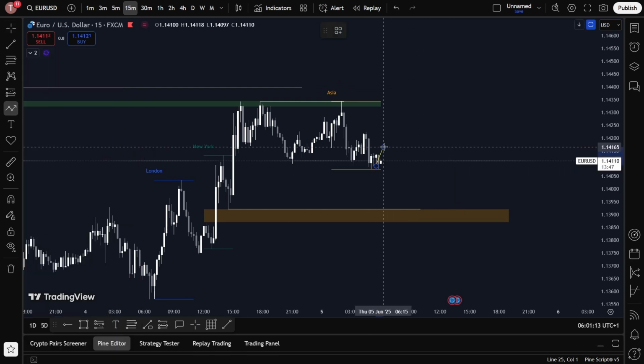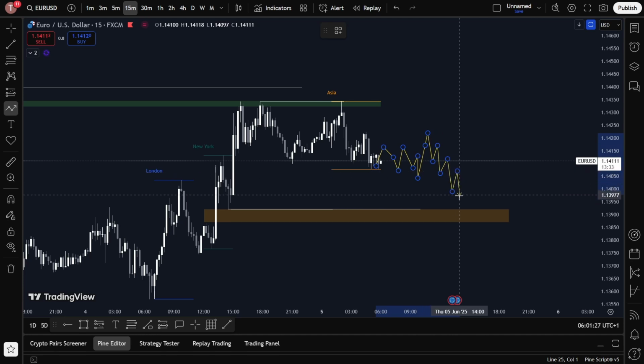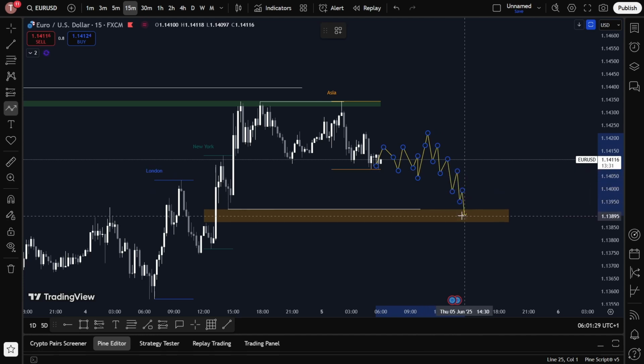So I'm anticipating that most likely in the London session, if we are going to take liquidity over here, then move to the upside, take some liquidity, and then move to the downside. I'll be anticipating that if we are going to move higher, the price should sweep this area and then move in the higher direction.